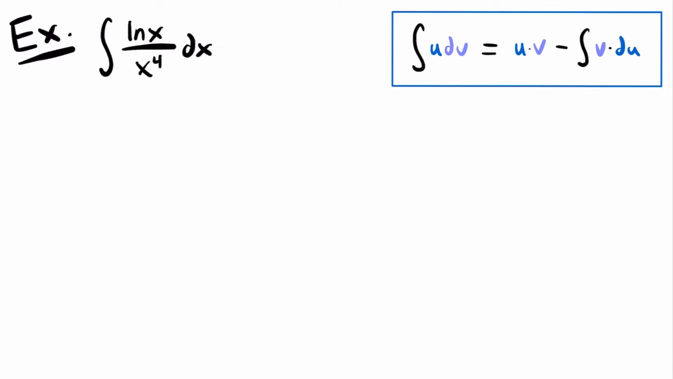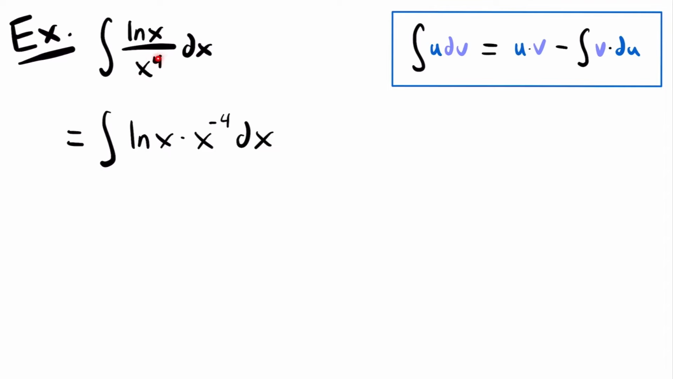All right, and so I just want to rewrite this integral real quick to make it more obvious what two functions are being multiplied together. This is equal to the integral of the natural log of x times x to the negative 4th power dx, right?